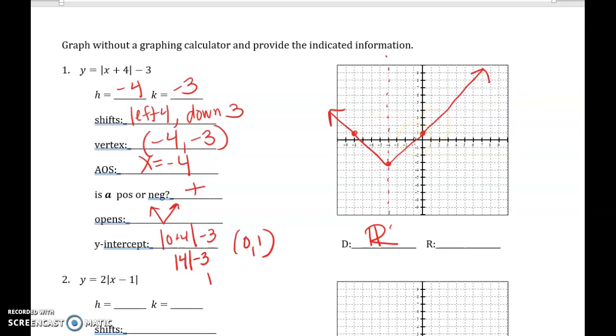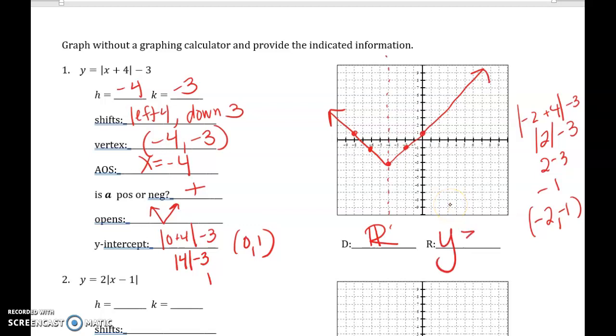Now I know I said we needed 5 points, so we could go back in and plug in -2. Let's do it just to make sure we're good. So plugging in -2 would be absolute value of -2 plus 4 minus 3. So the absolute value of -2 plus 4 is 2. Minus 3 is -1. So this point I plugged in -2, I got out -1, and looky there, that means my graph was pretty darn close. Your range, it's got to be above this point on the y-axis, so y has to be greater than or equal to -3.